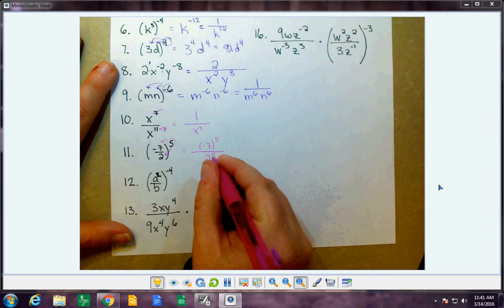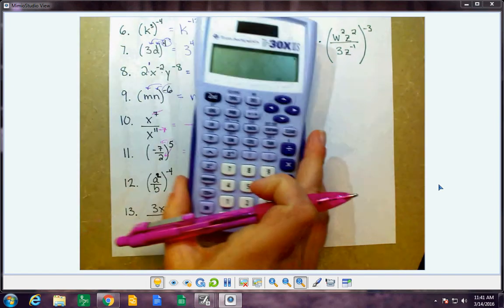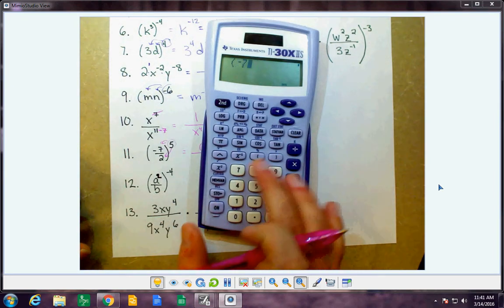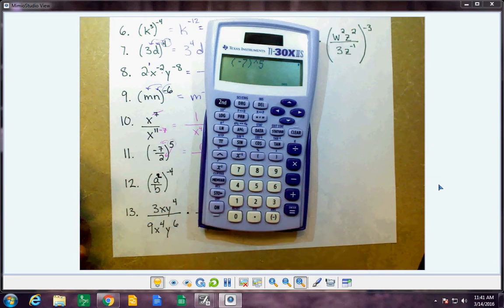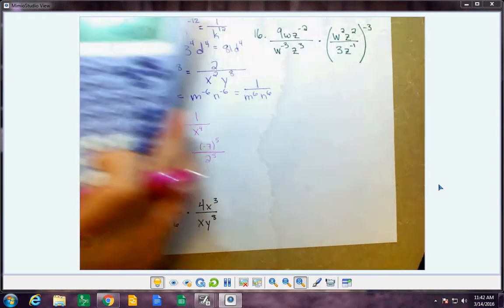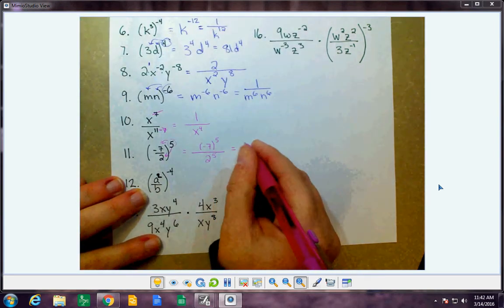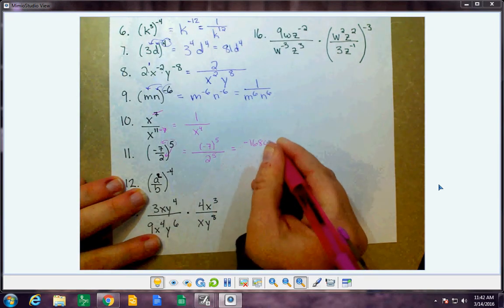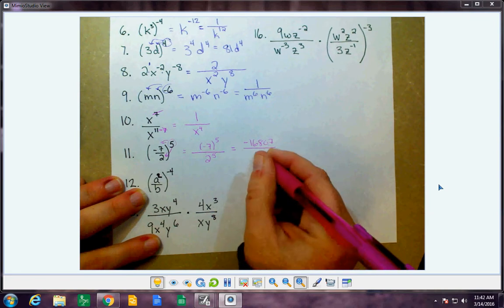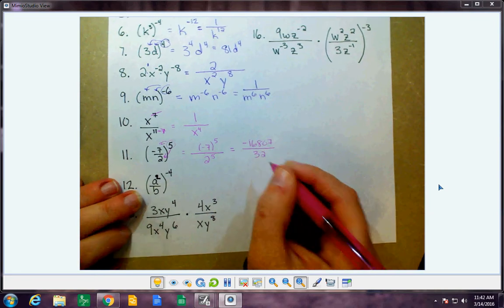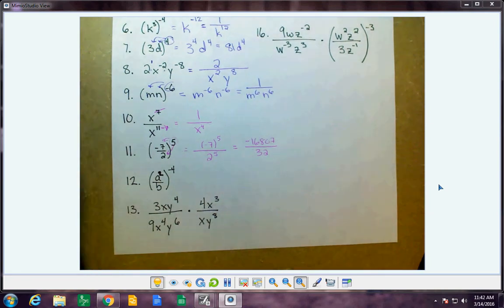And when I put it in my calculator, I want to put it in parentheses. It's an odd exponent, so it will stay negative this time, but I always just want to check if I put it in parentheses. So I get that big number there, -16807, and 2 to the 5th is going to be 32. And then see if you can reduce that at all, which it looks like it cannot be reduced, so I'll just leave it like that.